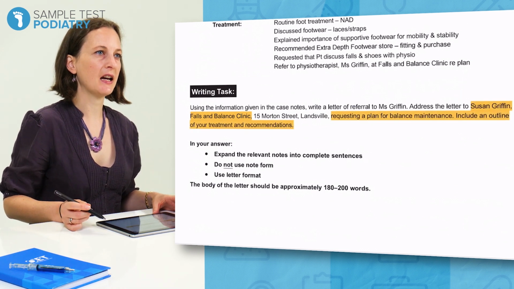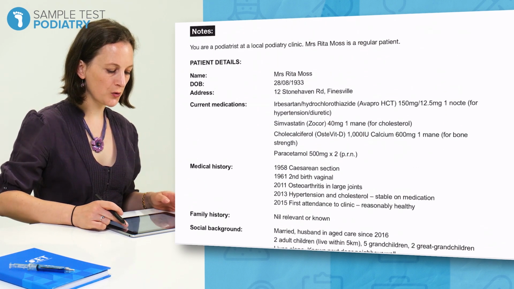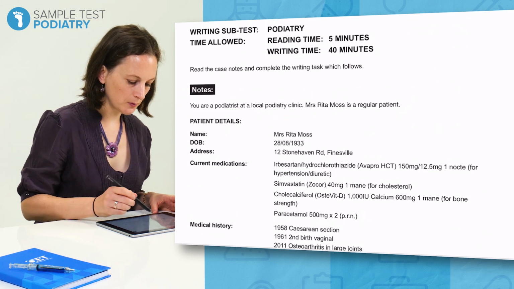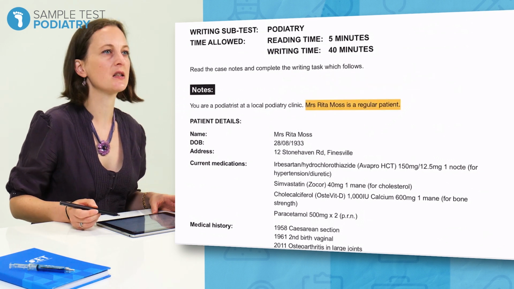Back at the start of the case notes, you'll find the 3rd piece of information. What is your role in the patient's care? In this example, we can see that the patient, Mrs. Rita Moss, is a regular patient of yours. Before I start reading the case notes from the beginning, I want to make sure I have completely understood the reason for writing the letter.